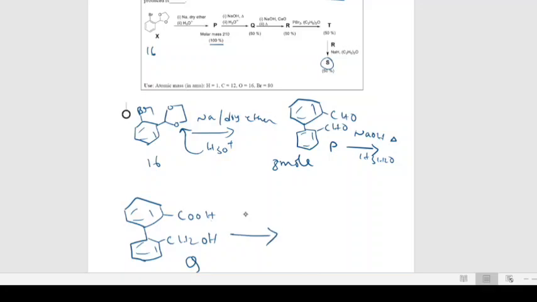Q on NaOH plus CaO, which is a decarboxylating agent, you will get no COOH group here, right? So what can be the R value, R compound?